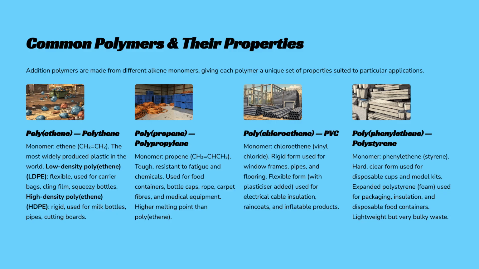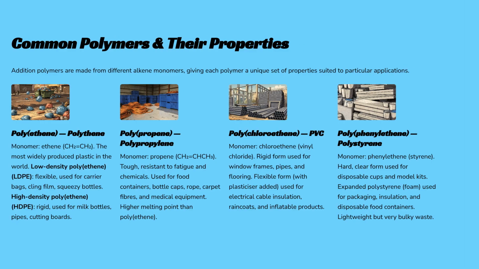rigid. Polypropene, or polypropylene, is tough and used for containers and medical equipment. Polychloroethene, or PVC, comes in rigid and flexible forms for building and insulation. Polyphenylethene, or polystyrene, is used for hard items and lightweight foam packaging.